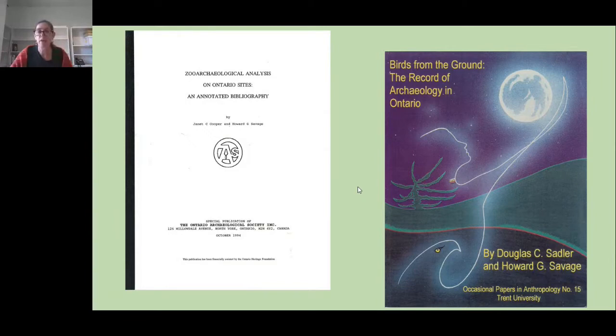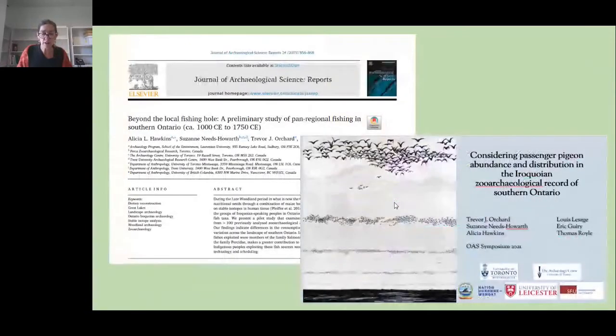And then, as Trevor mentioned earlier, the bird data was summarized in a publication by Douglas Sadler and Howard Savage posthumously. So as indicated, we're interested in looking at bigger picture questions, looking at things like regional fishing patterns and distribution of passenger pigeon over time.